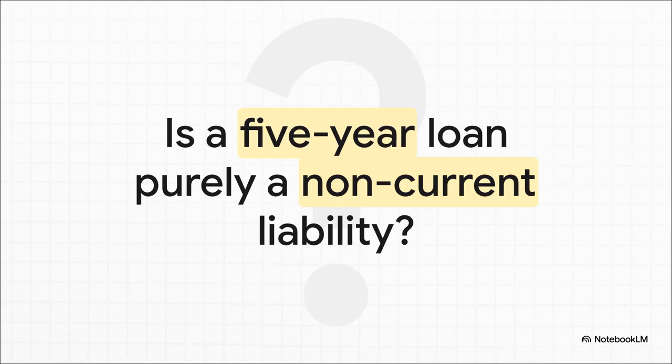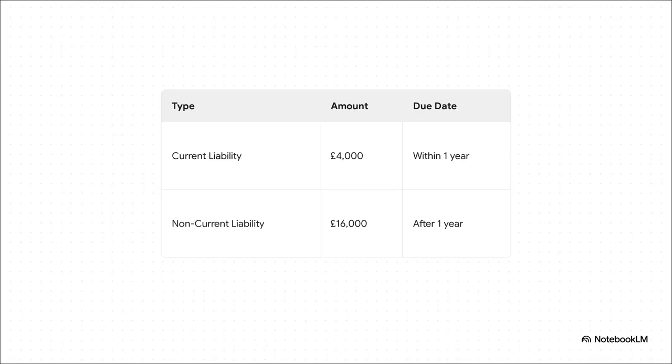Let's zoom in on that loan misclassification error, because this is a really common trap that people fall into. Let's say a company takes out a 5-year loan. Is it accurate to just lump the whole amount under non-current liabilities? The answer is a big, clear no. You have to split it. The part of the loan that's due for repayment within the next 12 months, in this case that's $4,000, is a current liability. The rest of it, the $16,000 that's due after 1 year, that's the non-current liability. Doing it this way gives a much more accurate picture of the company's short-term obligations.